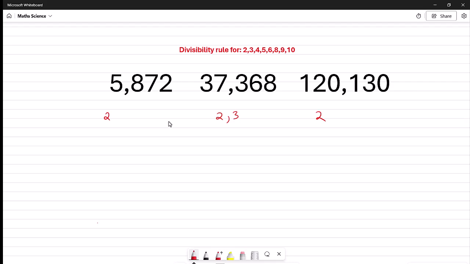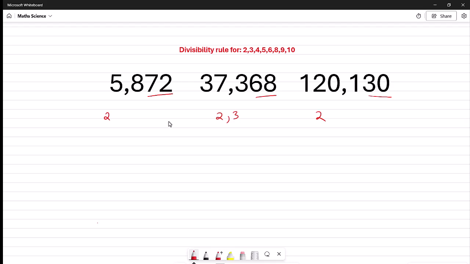Okay, now let's check if the number is divisible by 4. For 4, what we have to do, instead of the last digit like we checked for 2, we have to check the last 2 digits. So 72 here, 68, and then 30. And then we have to check if the last 2 digits are divisible by 4.